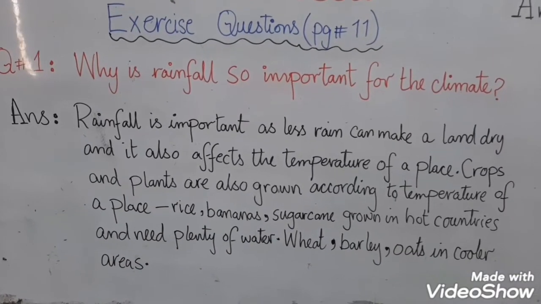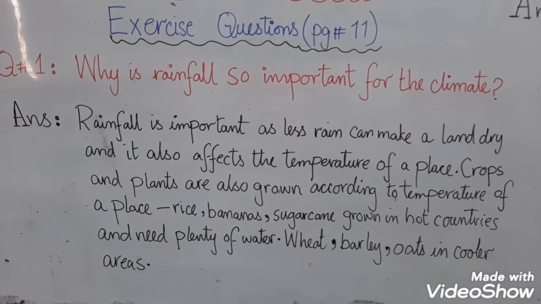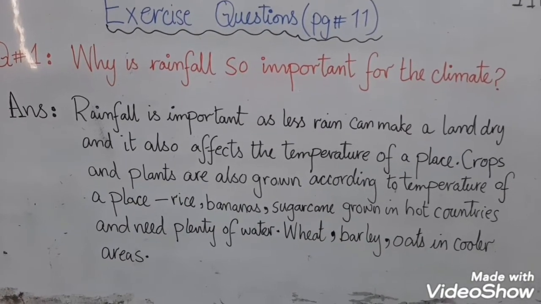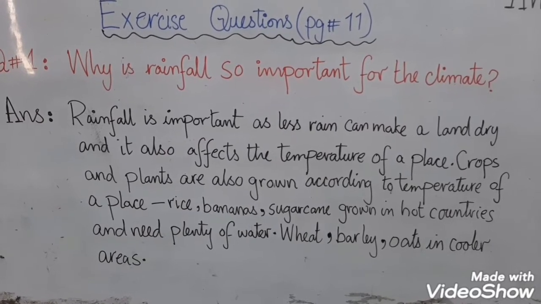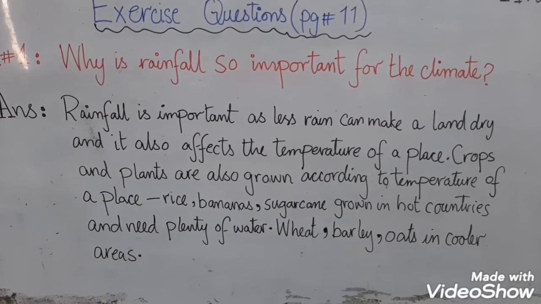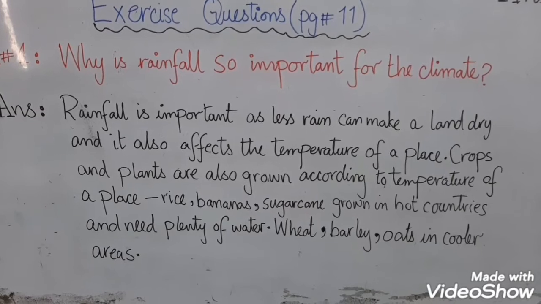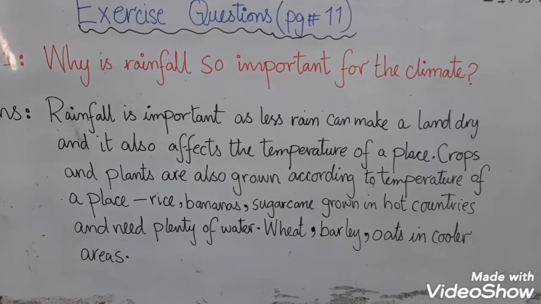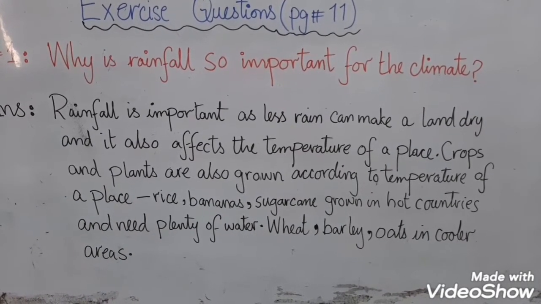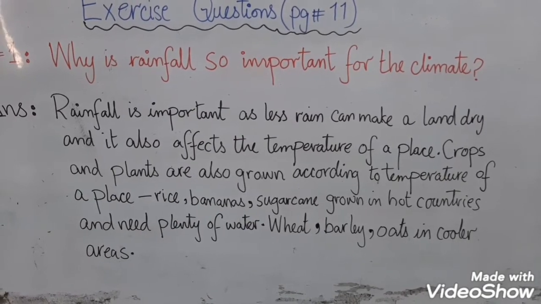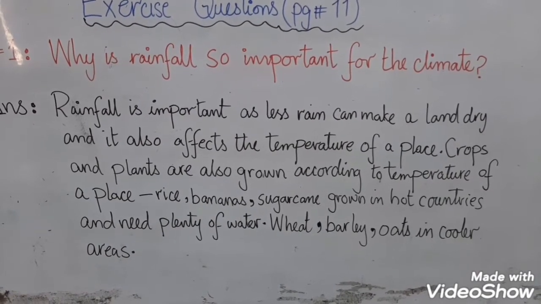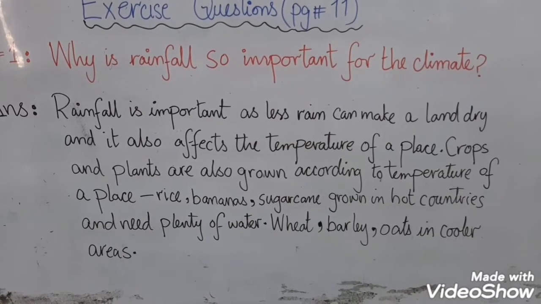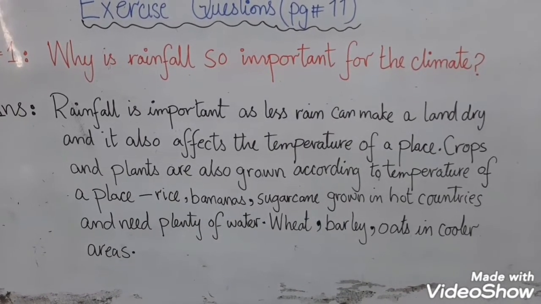Question number 1 is why rainfall is so important for the climate. Rainfall is important as less rain can make a land dry and it also affects the temperature of a place. Crops and plants are also grown according to the temperature of a place. For example, rice, bananas, and sugarcane are grown in hot countries and need plenty of water.